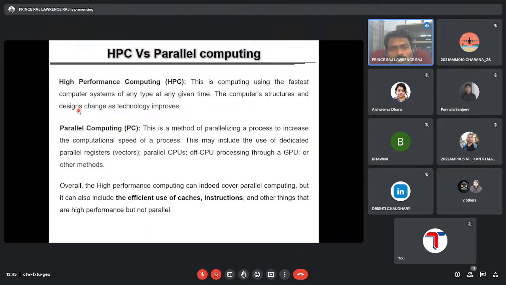I mean, how the process is going. It is purely down to the programming. So here also some differences are there. For example, we can use vectors, or parallel CPU or GPU, I mean graphics processing unit, or CPU. Likewise, you can use anything. Overall, high performance computing can cover parallel computation. Parallel computation is a part of high performance computing. Okay, so this is the difference between parallel computing and high performance computing.